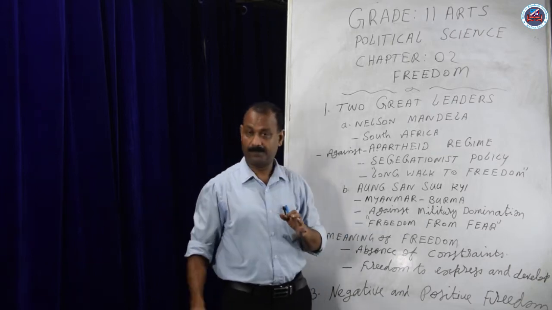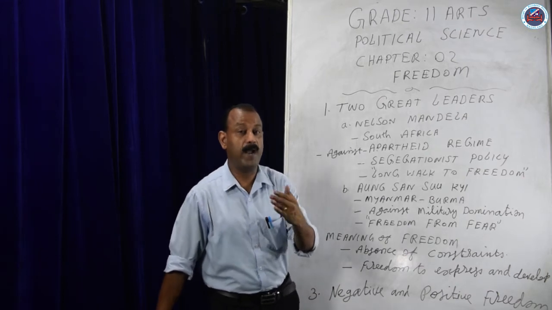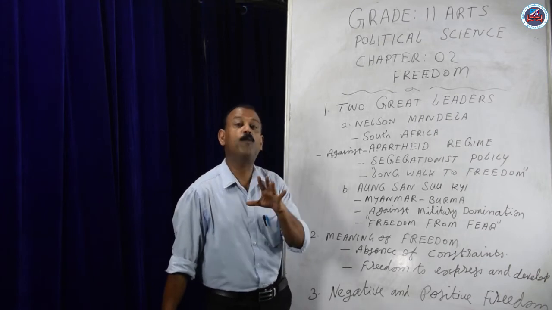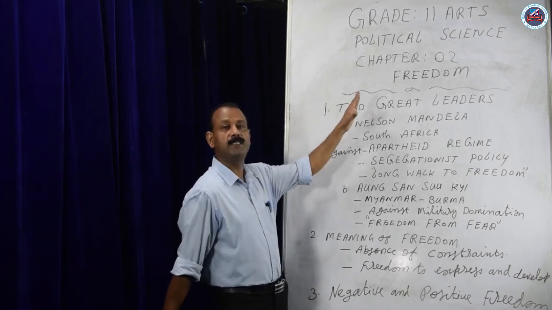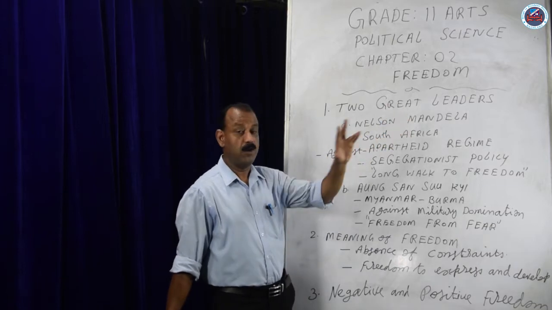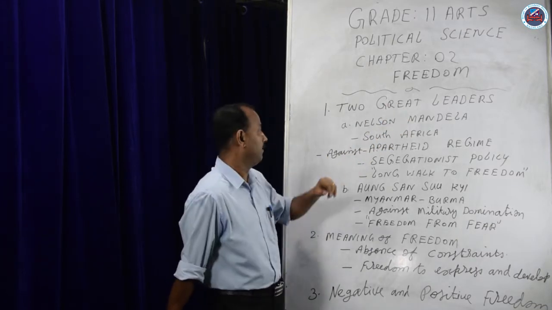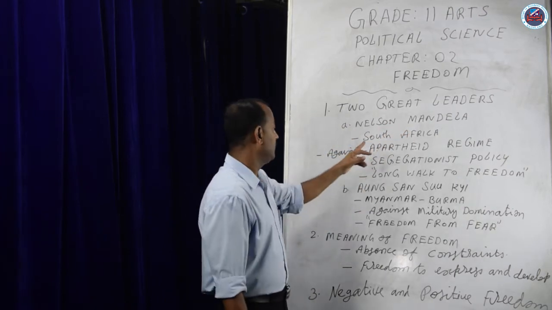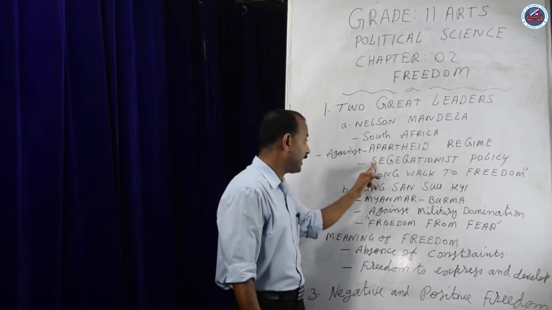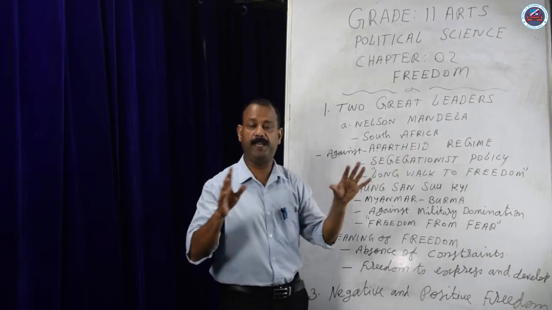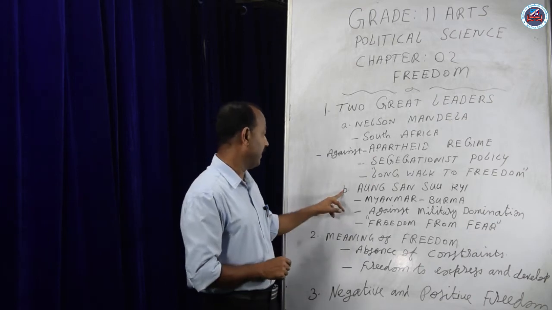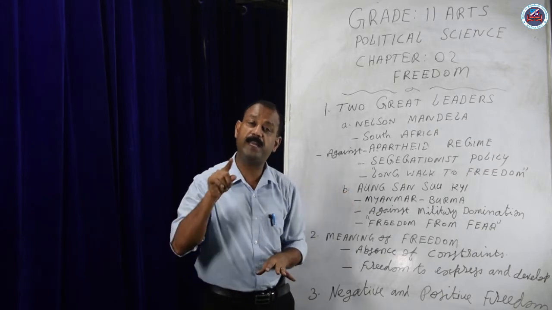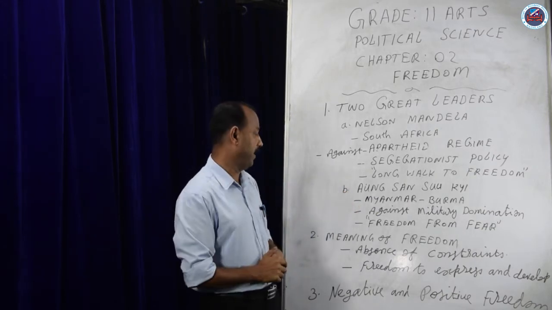Well, my dear boys, I'm going to wind up. Before winding up this video, I would like to recap what we have learned today. We are in chapter 2. The name of the chapter is Freedom. We have learned two leaders who fought for freedom. One is Nelson Mandela in South Africa, who fought against the apartheid regime of the segregationist policy of the British, and finally they got freedom. Next we learned about Aung San Suu Kyi. She is a freedom fighter in Myanmar, fighting against the domination of the army in Myanmar.